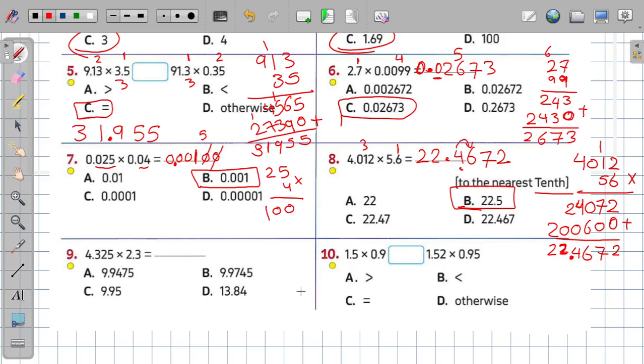Number 9, I have 4.325 by 2.3. Let's try to multiply without the decimal point. Okay, so I have 4325 by 23. 3 times 5 equals 15, so I have 5 and carry 1. 3 times 2 equals 6 plus 1 equals 7. 3 times 3 equals 9, and 3 times 4 equals 12.